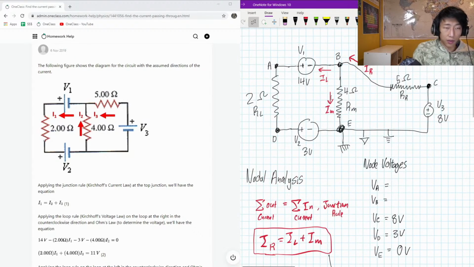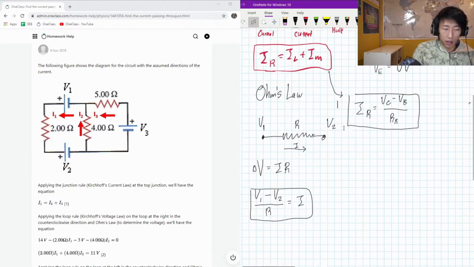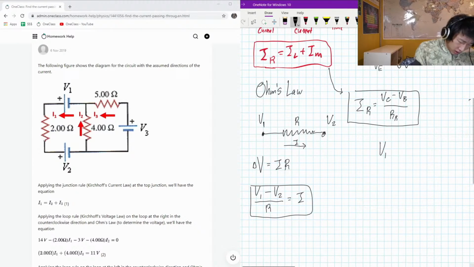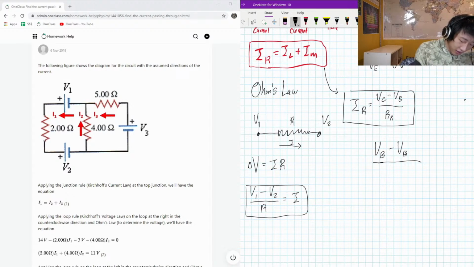The next current that we want to find, let's say IM, we're going to start at VB and go towards VE, so it's going to be VB minus VE. I know B and E sound similar, so I'm saying that to be super clear. Divided by the resistance of the middle is equal to the current in the middle.